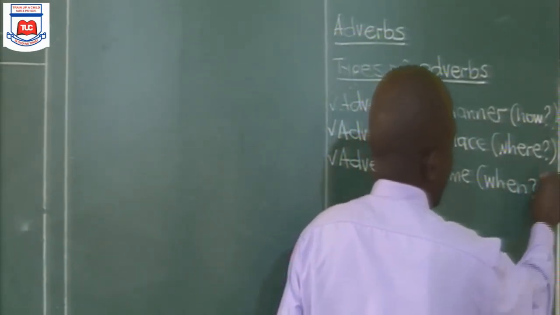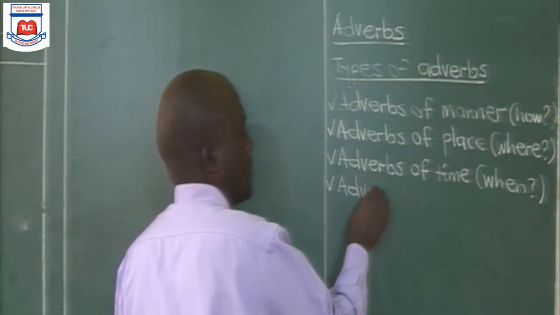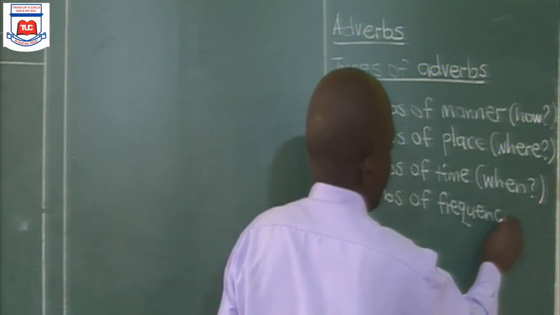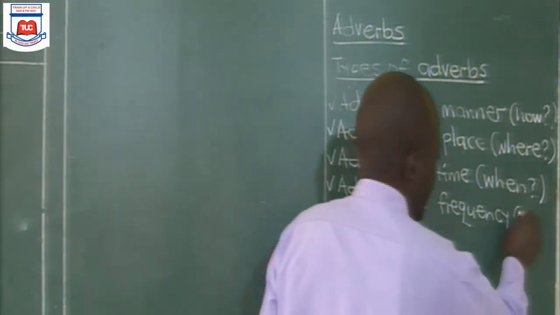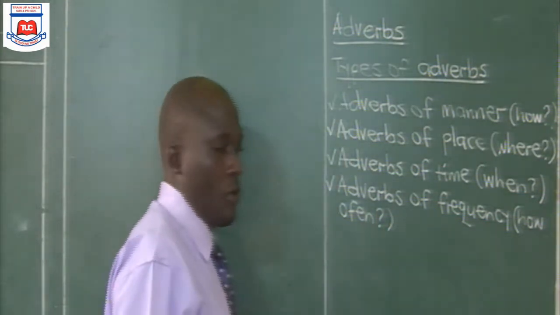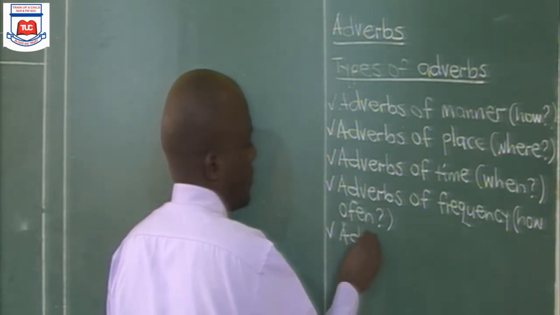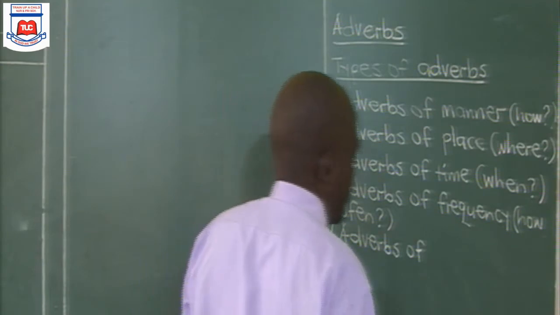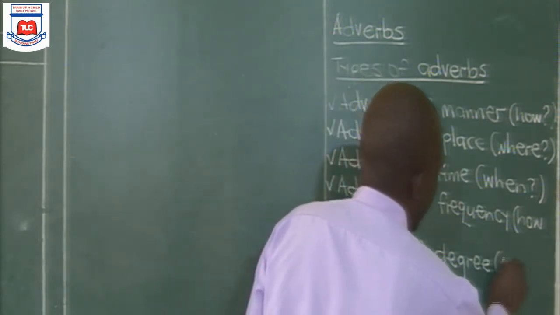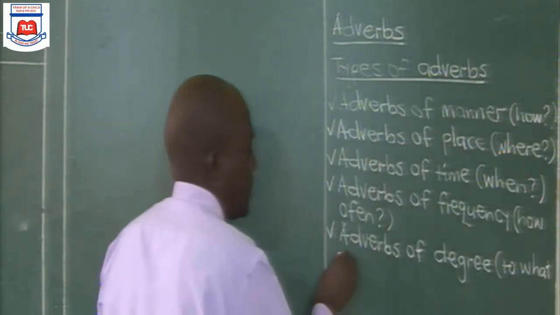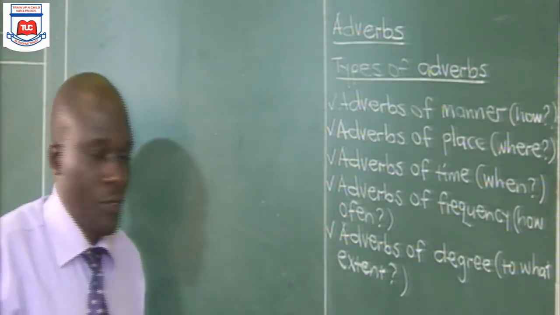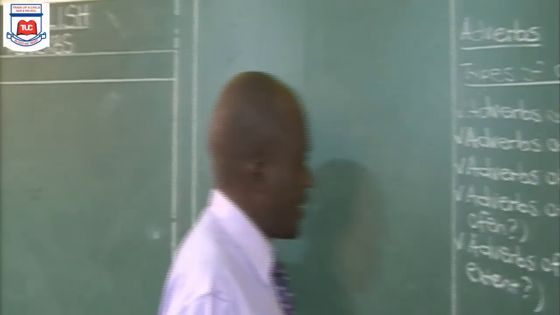Then you looked at adverbs of frequency. They normally answer the question of how often something happens. Then we also have adverbs of degree, which answer to what extent something happened. Then we also have other types of adverbs. So basically, those are the different types of adverbs you looked at.